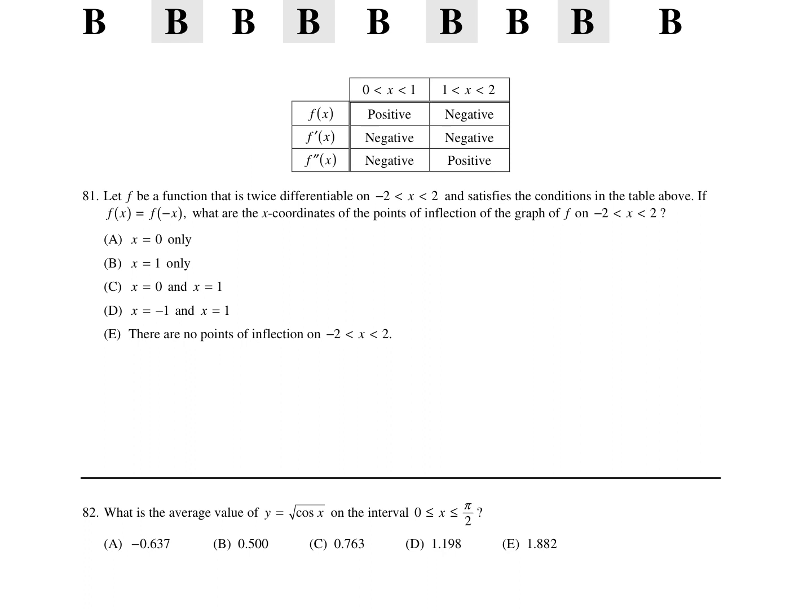So on 81, since most of you groaned on 81, I felt good about that. Let f be a function that's twice differentiable, which just means we can take the derivative twice, and satisfies the conditions in the above table. It says f of x equals f of negative x. Tell me what that means. They're just like inverses. That means everything on the positive side is also on the negative side. Do you remember what this is called? Even function. It would be like a parabola.